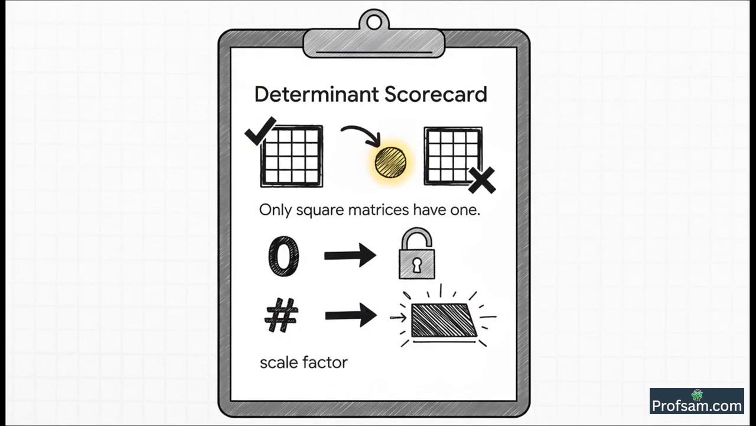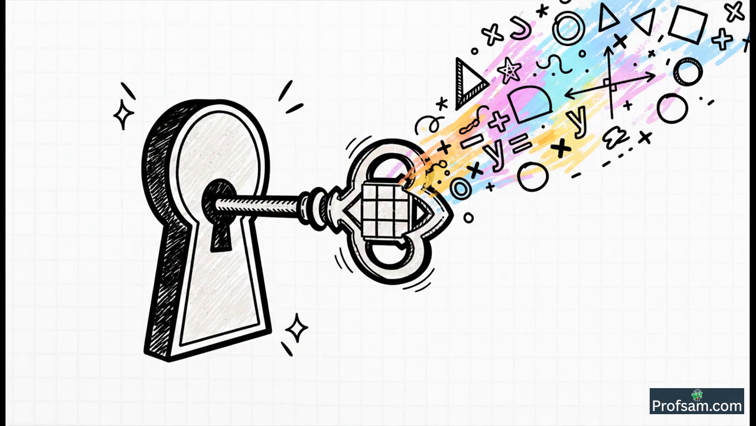All right, time for a super quick recap. Here is your determinant scorecard. Remember, it's a single number, a scalar. It's only for square matrices. If the score is 0, the matrix is singular and not invertible. If the score is not 0, it's non-singular and invertible. And its absolute value is that geometric scale factor. It's the virality score. And that's pretty much it.